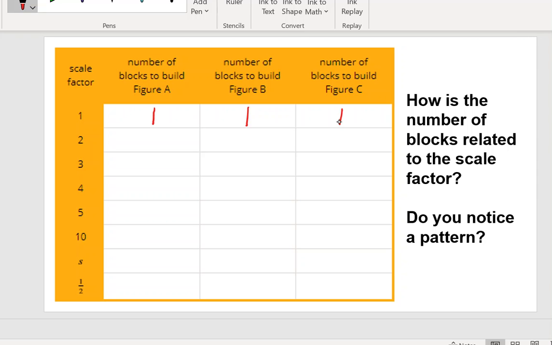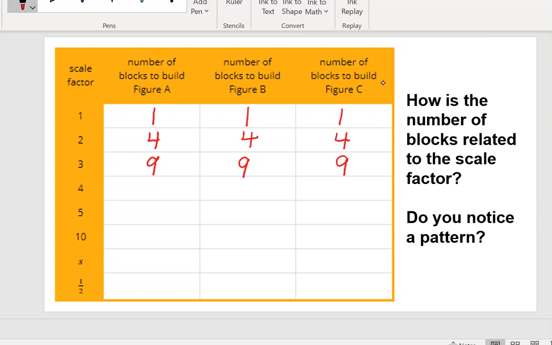We figured out up there in the top for number 1A, if the scale factor was 2, to recreate that rhombus, it would take us 4 blocks. To recreate the triangle, it would also take us 4 triangles. And to recreate the trapezoid, it was also 4. When our scale factor was 3, to recreate the rhombus, it took 9 blocks. To recreate the triangle, it took 9 blocks. To recreate the trapezoid, it took 9 blocks. So figure A was the rhombus, figure B is the triangle, and figure C is the trapezoid.